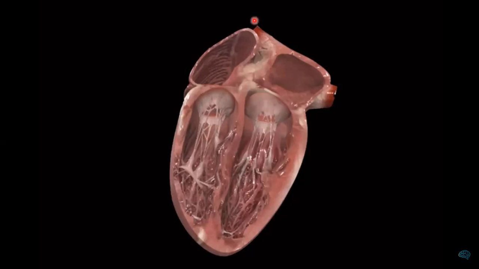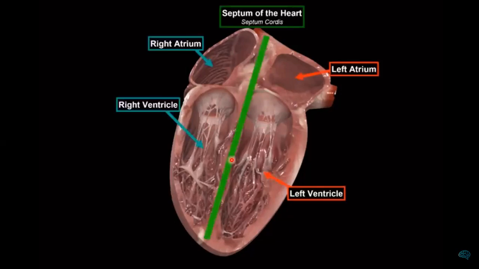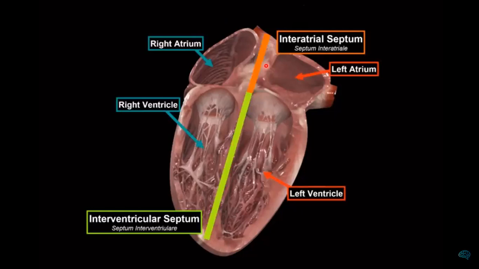So we have here the septum. This septum is divided into two: the interatrial septum and the interventricular septum. As you see here, the interatrial septum and the interventricular septum. The interventricular septum itself has parts. It has a muscular part and a membranous part. And I will tell you why it has a membranous part and a muscular part. It has two parts: the muscular part and the membranous part.